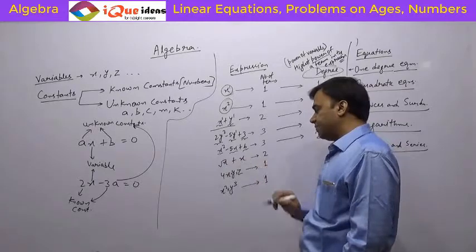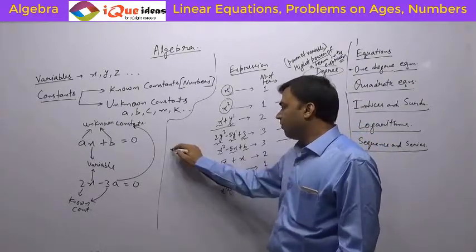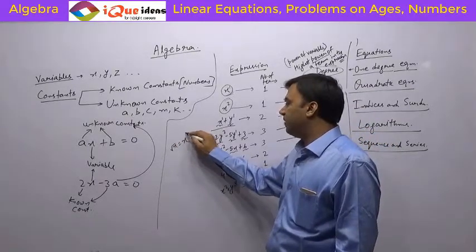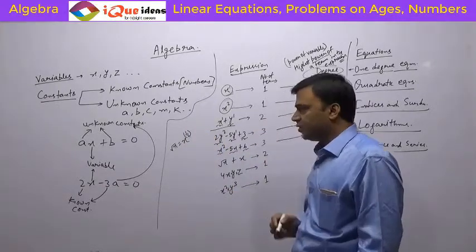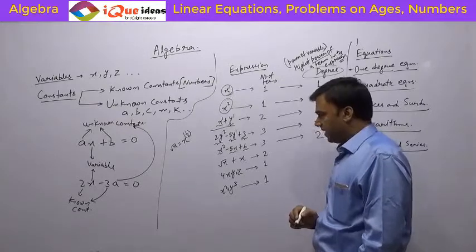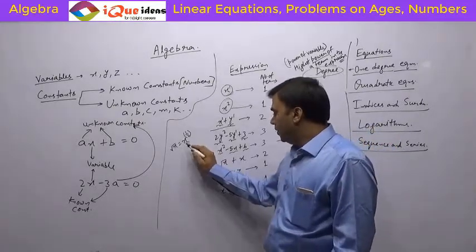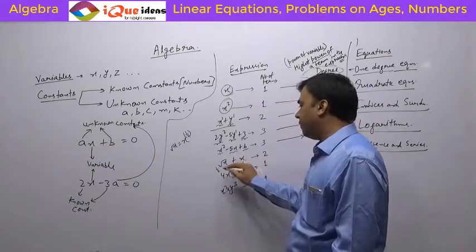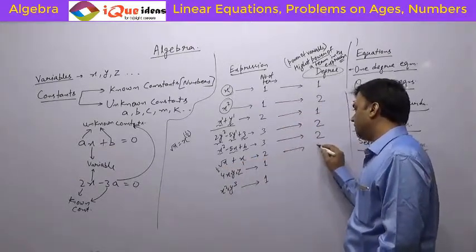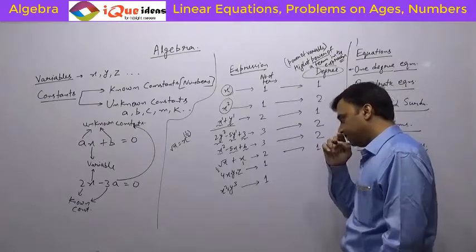Now root x plus x, be careful here. What is the meaning of root x? Root x means x to the power 1 by 2. We will study it in a little while. Right. So root x is equal to x to the power 1 by 2. Okay. That means here the power is 1 by 2. Here x is the power of 1. Which one is the higher one? The higher one is 1. So it is 1. So degree of this expression is 1.